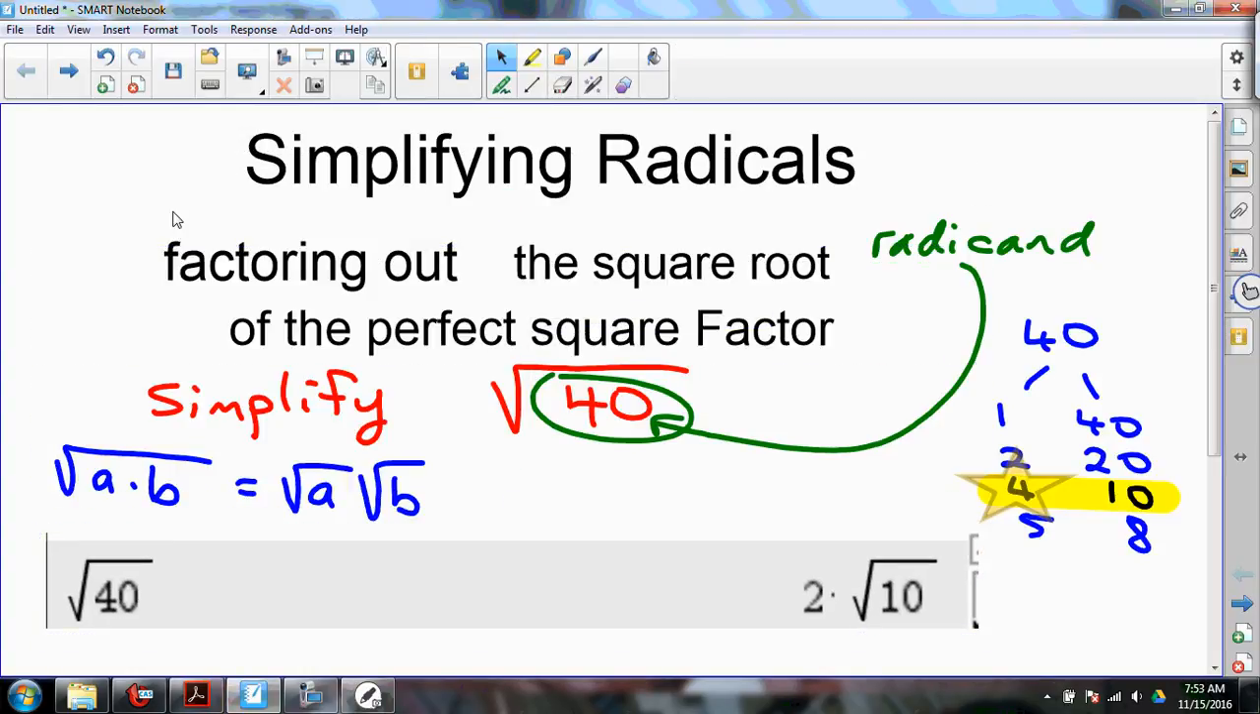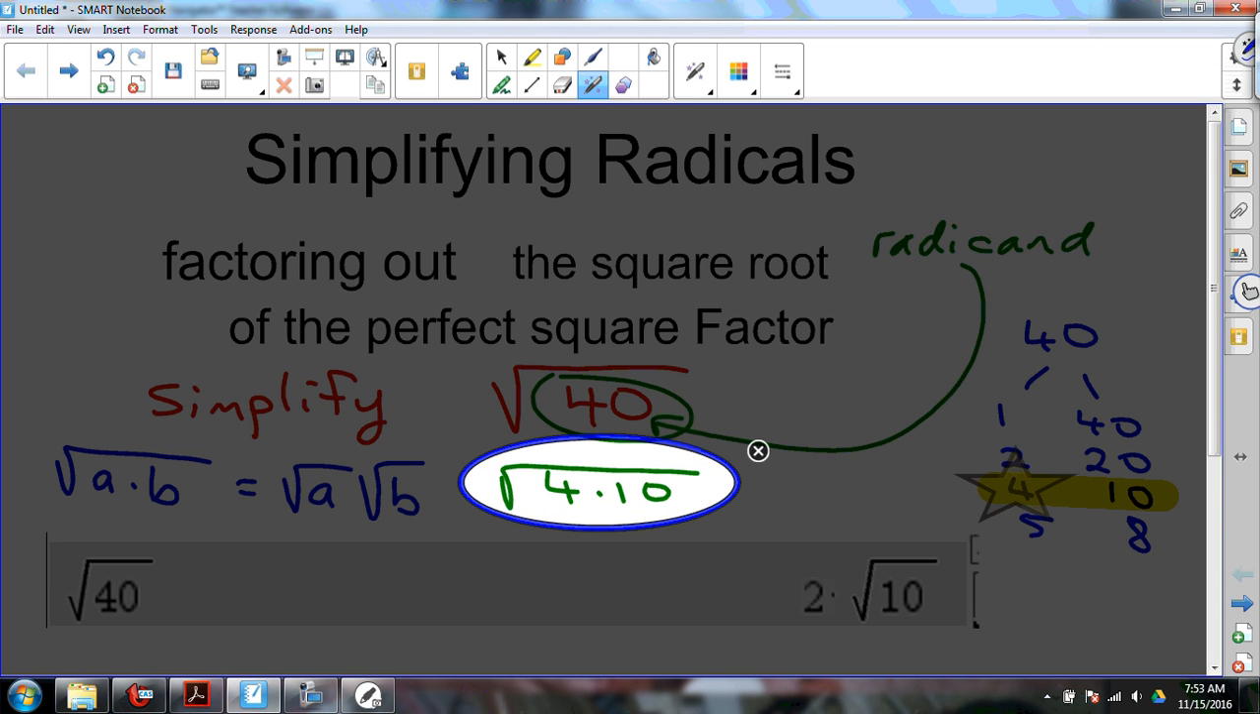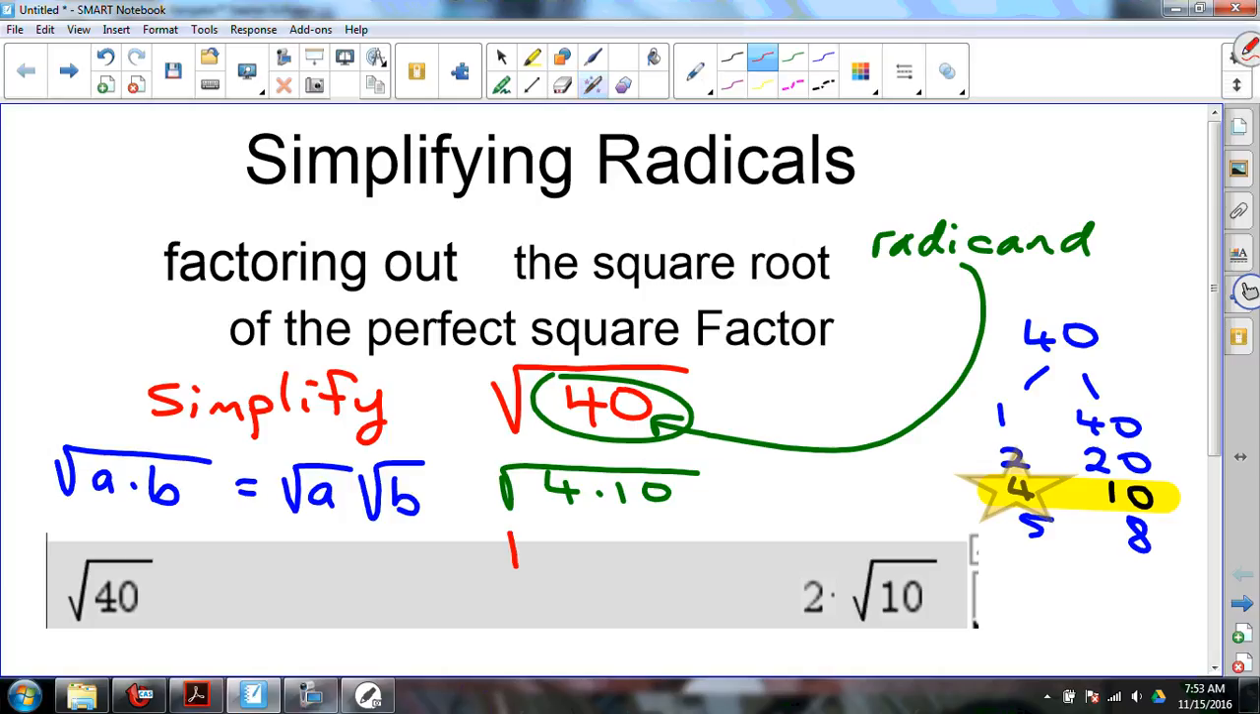So let's see how we can get to that 2 times the square root of 10. So we're going to rewrite the square root of 40 as the square root of something times something. As the square root of what times what? 4 times 10. And then by the product property, we take that product of things and separate them. So by the product property, we get the square root of 4 times the square root of 10. And I hope that everybody knows what the square root of 4 is. 2. And that's how we end up getting our final answer on that.